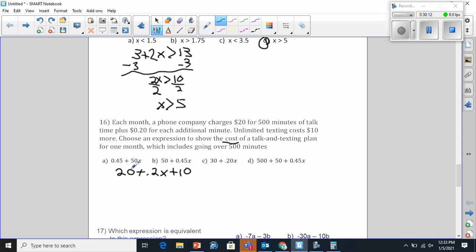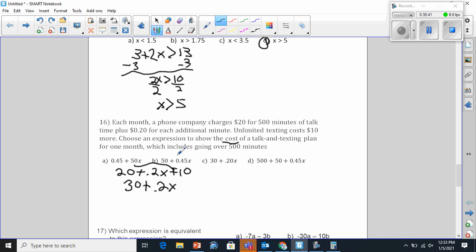Now I combine my like terms. I've got numbers on each side, 10 and 20, so I'll just add them together, and I'm going to make 30. Okay, and then the 0.2x, there's nothing to mix with that. So that leaves me with 30 plus 0.2x.